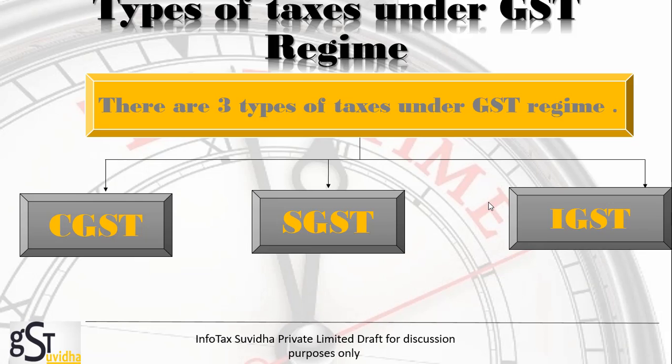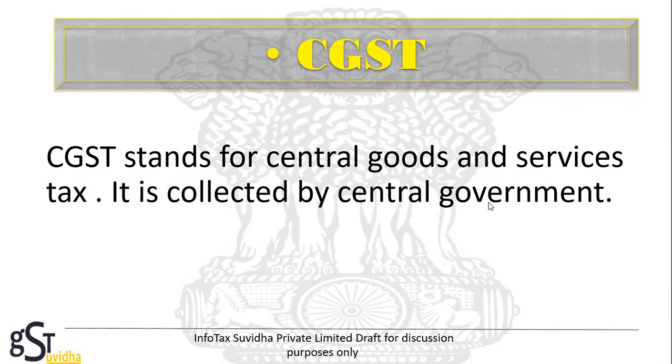Types of taxes under GST regime. There are 3 types of taxes under GST regime: CGST, SGST and IGST. CGST stands for Central Goods and Services Tax. It is collected by central government. As we have already discussed in my previous lecture, central government previously used to collect excise duty, custom duty, service tax and different cesses. But now in GST regime it will collect only CGST.